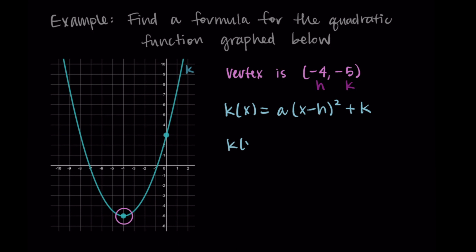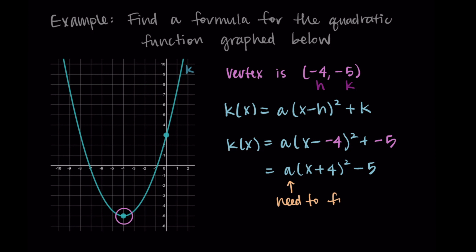When I write this out, I have a times x minus -4 quantity squared plus a -5. So this can get kind of messy with all the negatives, so I always like to take another step and simplify them. So x minus -4 becomes x plus 4, and then plus a -5 is just -5. So I rewrite this as a times x plus 4 quantity squared minus 5. Now we're actually super close, but we still need to find our leading coefficient a. We're almost done writing our formula, but we're missing a.